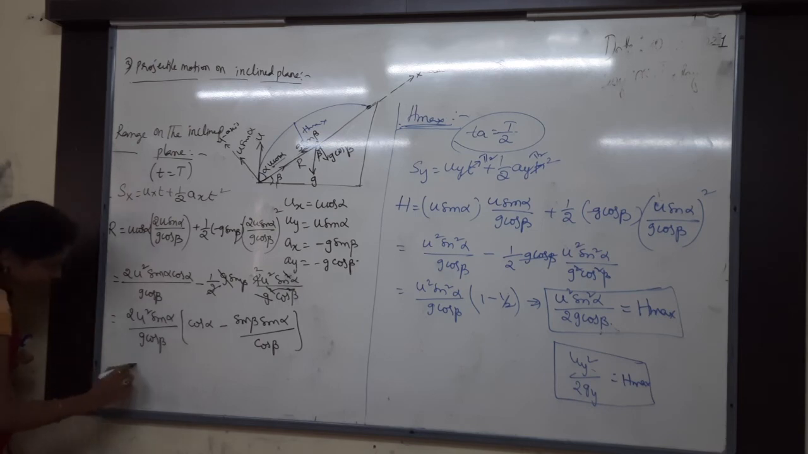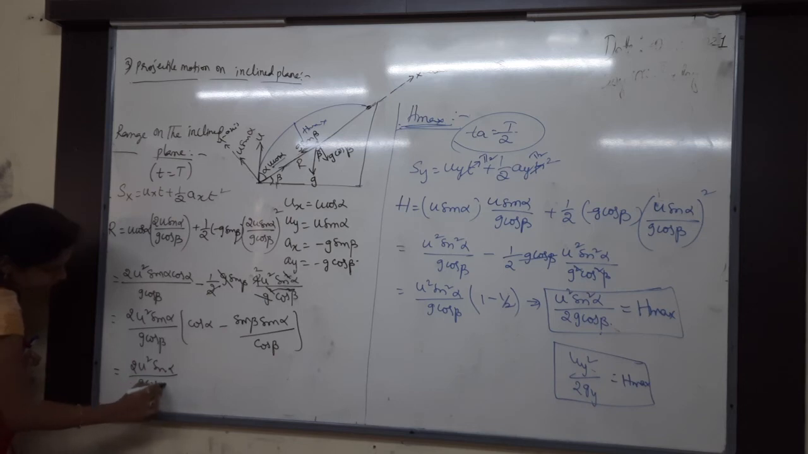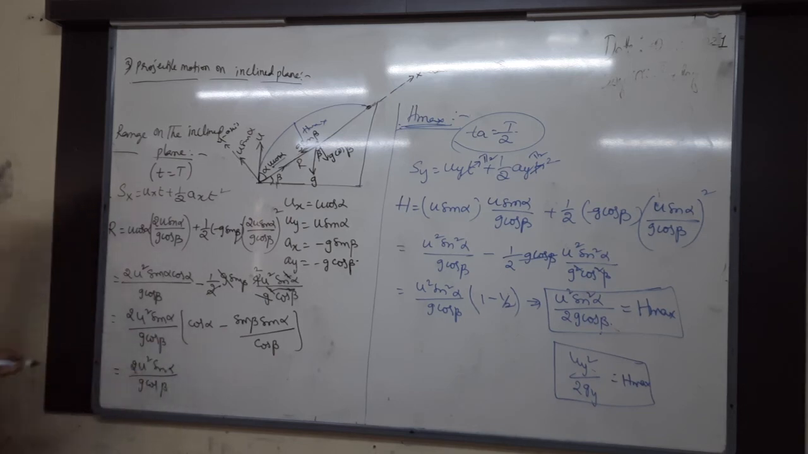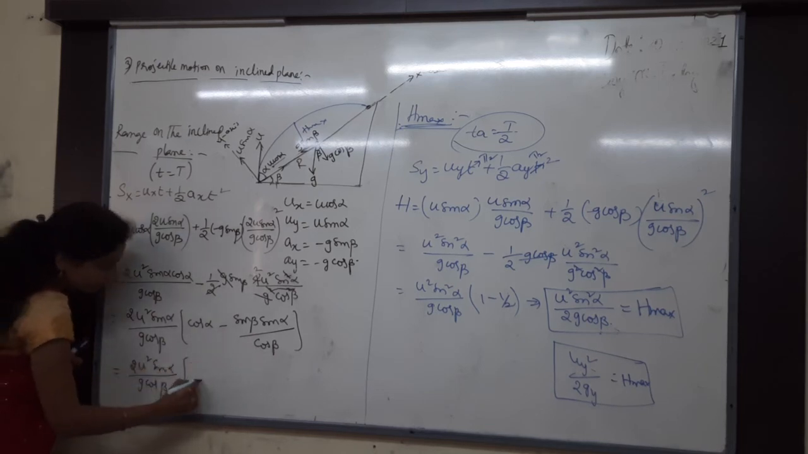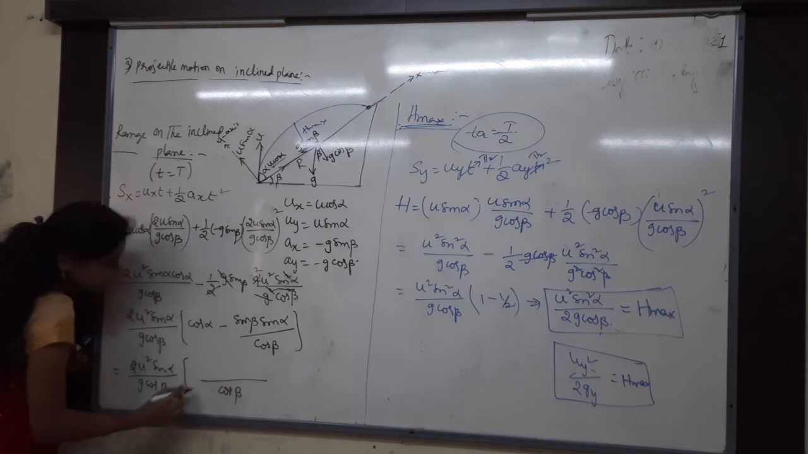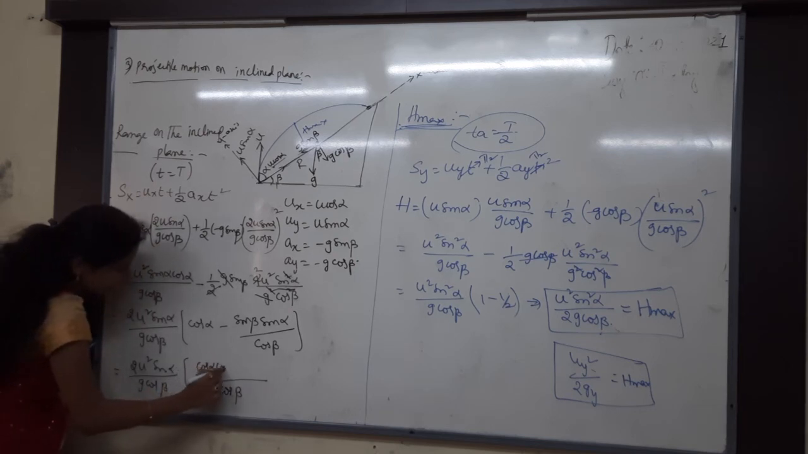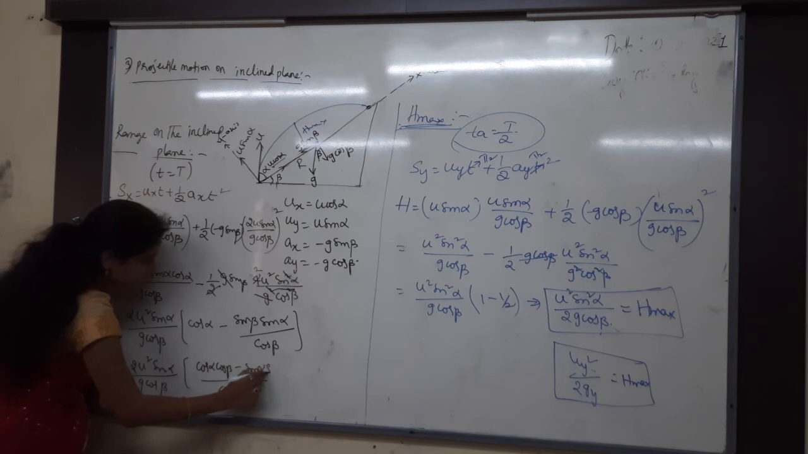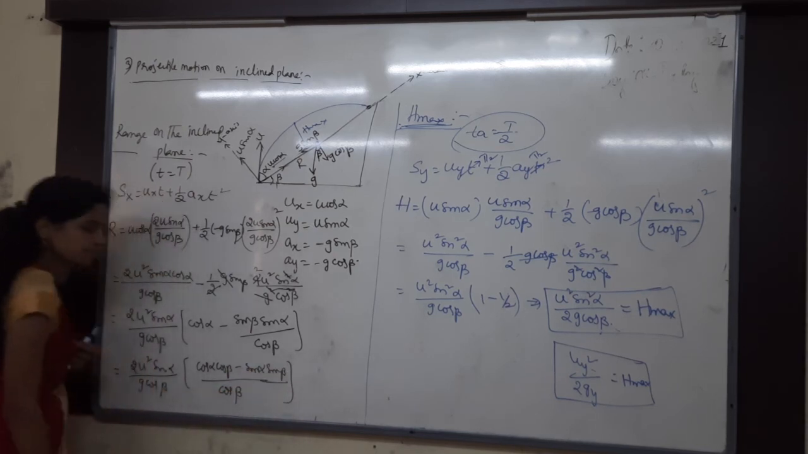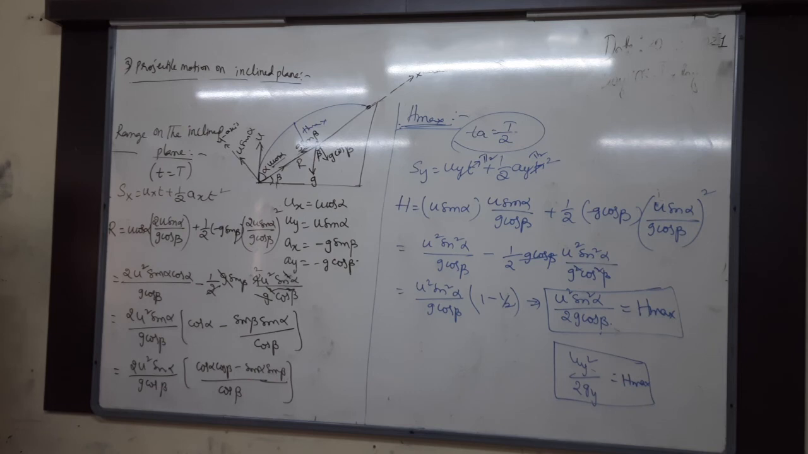Now after that, 2u square sin alpha by g cos beta. Whenever you see this, what will you remember? One more u is there, so this will be the time of flight only, no? Then 2u sin alpha by g cos beta. I will take cos beta as LCM here. Then what can I write? Cos alpha cos beta minus sin alpha sin beta. Which formula is this? Cos A plus B. The cos A plus B formula is cos A cos B minus sin A sin B.